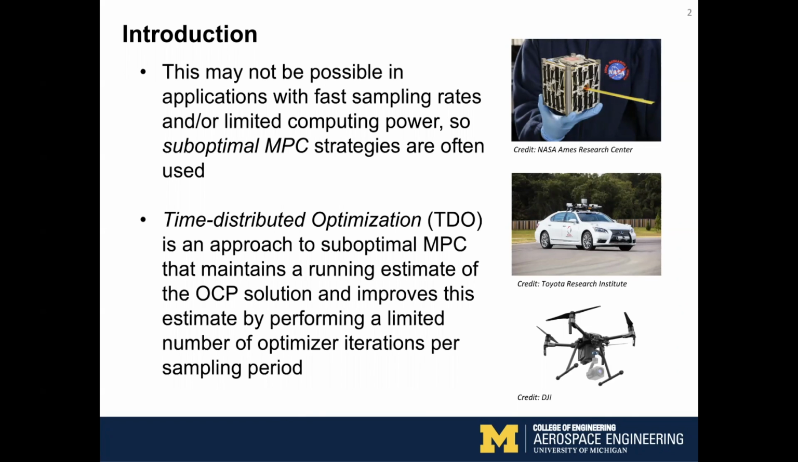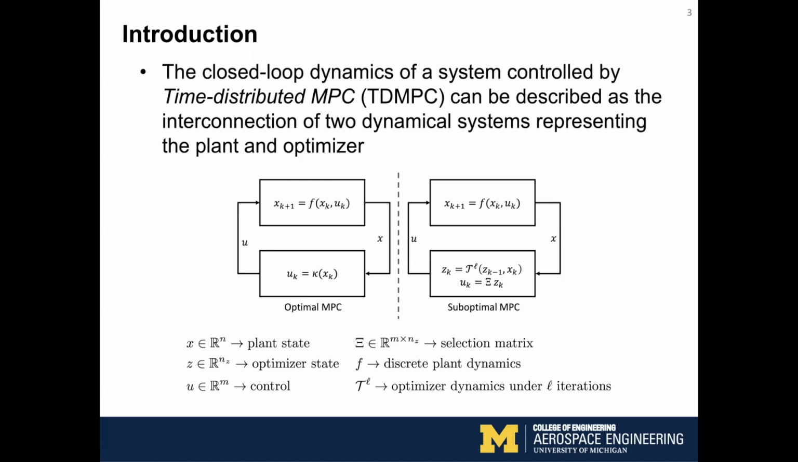One particular approach to suboptimal MPC is called time-distributed optimization. In this approach, we maintain a running solution estimate of the optimal control problem solution and improve this estimate at each time step by performing a limited number of optimizer iterations. The hope here is that if you do enough of these iterations, you eventually converge to the optimal solution given enough time.